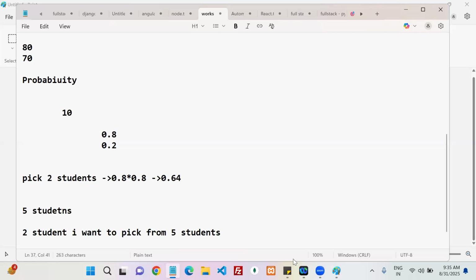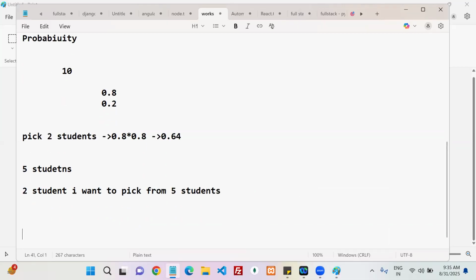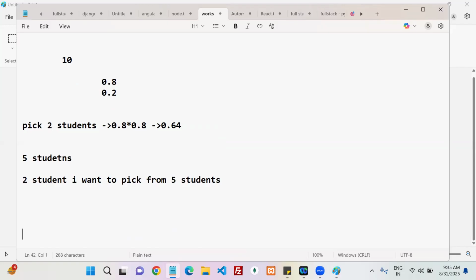Okay, the probability. It's like discrete mathematics. I have overall 5 students. I want to pick 2 students. Tell me how many ways I can pick. Student 1, student 2. Student 1, student 3. Student 1, student 4. Student 1, student 5. Student 2, student 3. Student 2, student 4. Student 2, student 5. Something like this. Can we find the probability? Yes or no? How can we find it?